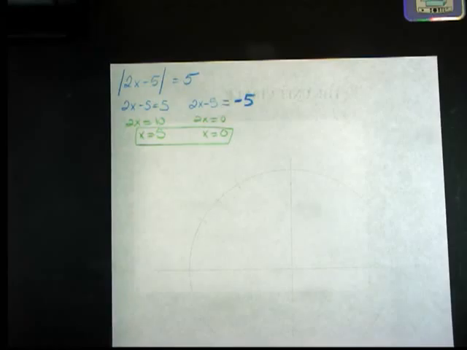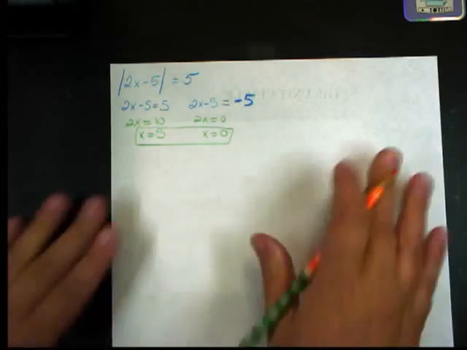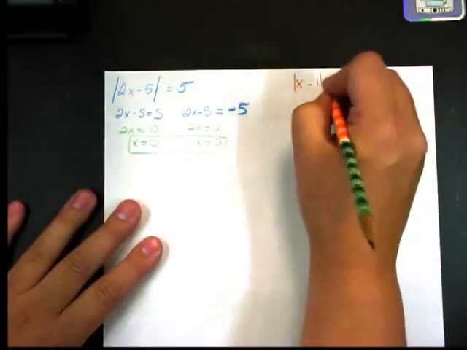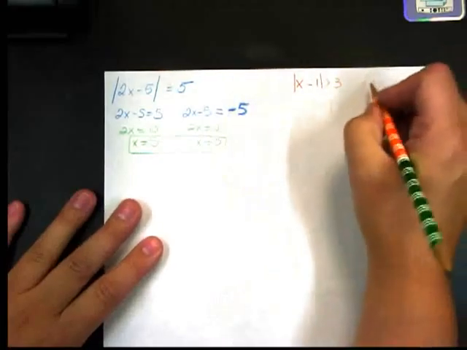Okay, so let's start working on some inequalities. Let's go |x - 1| > 3.